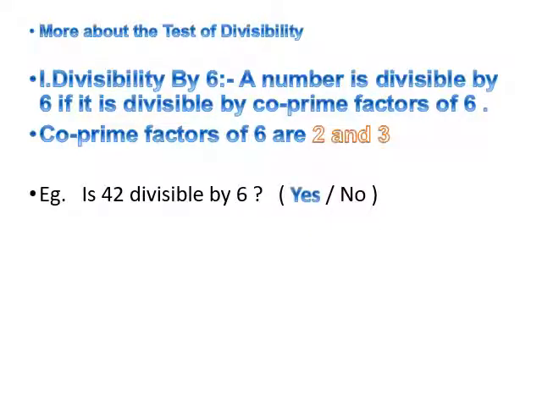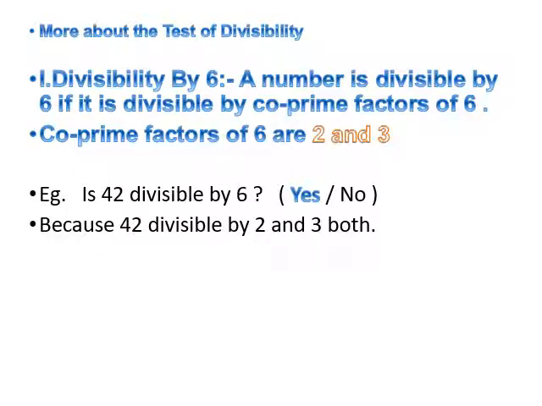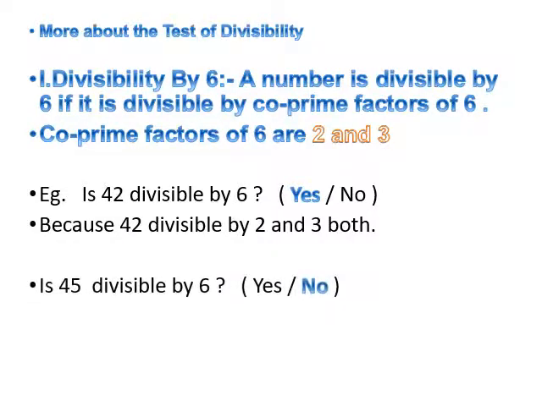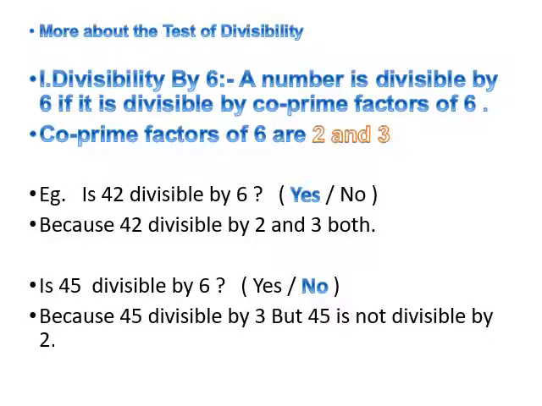So here the number 42 is given. Let's see. 42 is divisible by 2, yes, and 42 is also divisible by 3, which means 42 is divisible by both 2 and 3, and therefore 42 is divisible by 6. See the second example. Is 45 divisible by 6? Answer is no. Why? Because 45 is divisible by 3, but 45 is not divisible by 2 because it is an odd number, and therefore 45 is not divisible by 6. Answer is no.